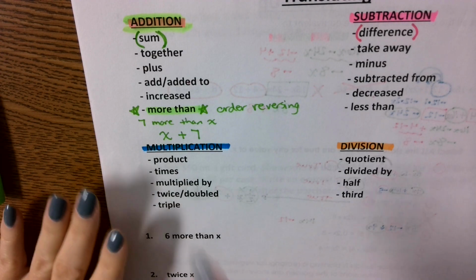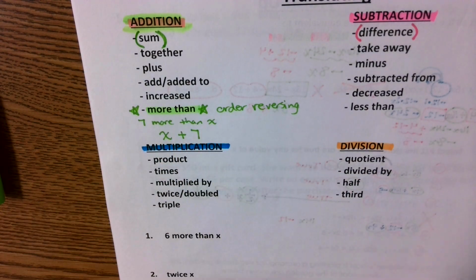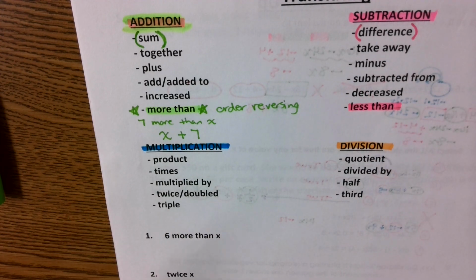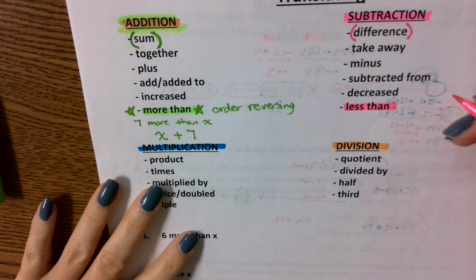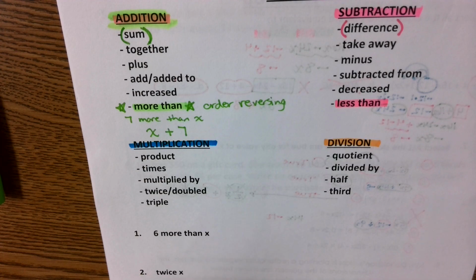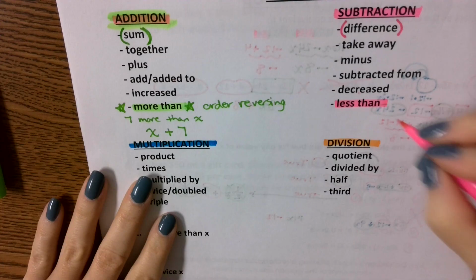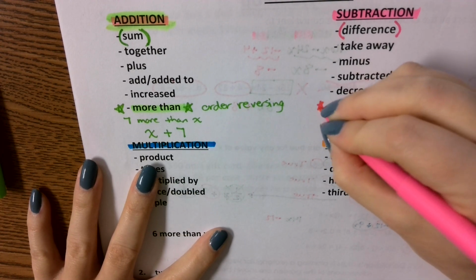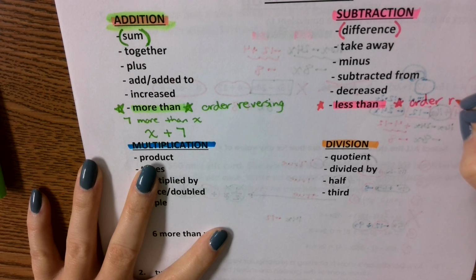And then just like we have an order reversing term for addition, we also have an order reversing term for subtraction. That would be the less than. And that does matter. Okay? The way that you write your subtraction problem will matter. So if I were to say 5 minus 3 versus 3 minus 5, the answers are going to be different. 5 minus 3 gives you a positive 2. 3 minus 5 gives you a negative 2. Very different answers. So the order of subtraction does matter when it comes to the term less than. So it is also an order changing term or order reversing.